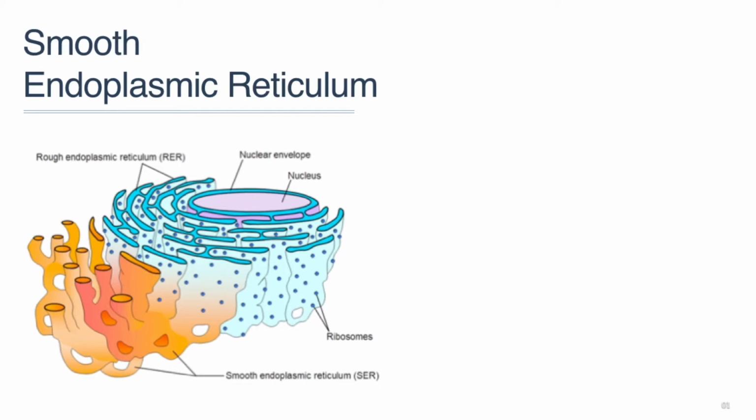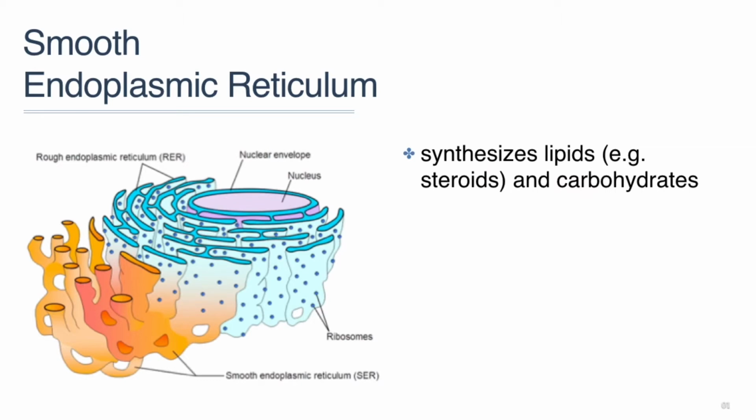Now, the smooth endoplasmic reticulum does not have any ribosomes attached to it, so it is not involved in the manufacture of proteins at all. Instead, it is involved in a variety of other functions, starting with the manufacture or the synthesis of lipids, like, for example, lipid hormones called steroids, as well as the synthesis of some carbohydrates.